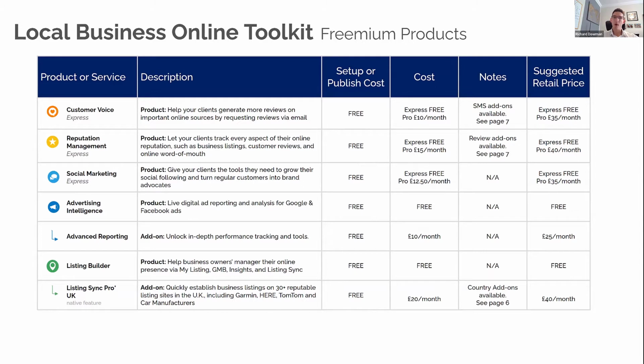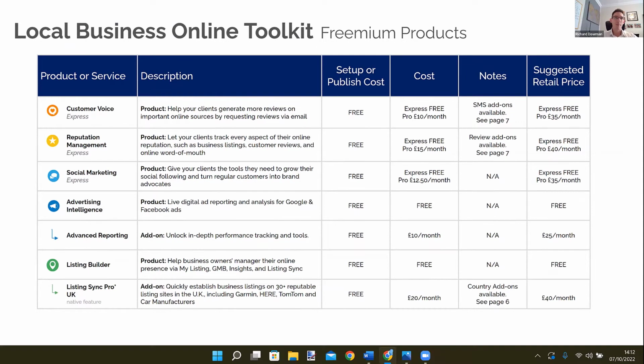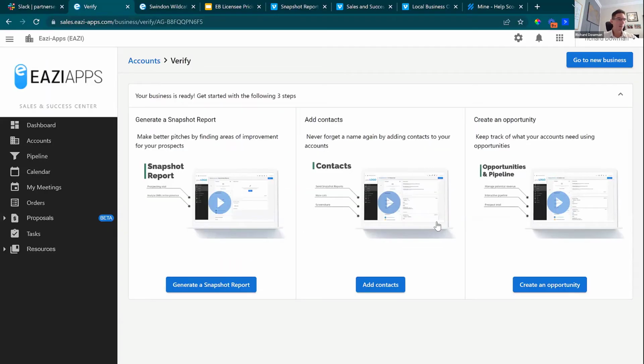We'll probably go through, I think we might have time to go through one kind of decent sized demo of one of these products today, probably social marketing, just to give you a bit more insight into the pro versions there. So let me just head back to the account section here. And you can see that there's now 3 options.